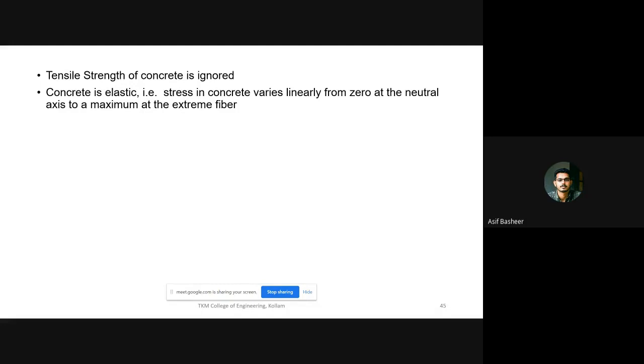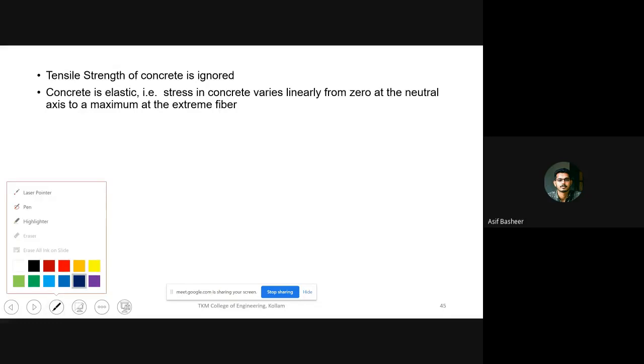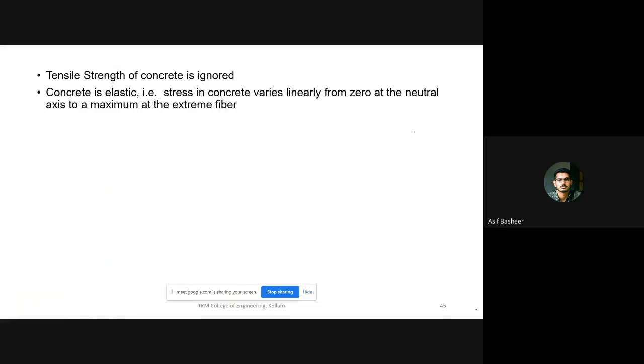The minimum tensile strength the concrete can take, according to LSM, is the tensile strength or flexural strength of concrete, which is 0.7 root fck. I'll tell you what fck is later. This much tensile strength the concrete can take. Only after this value, but this value is very, very small, only after this value will the concrete fail.